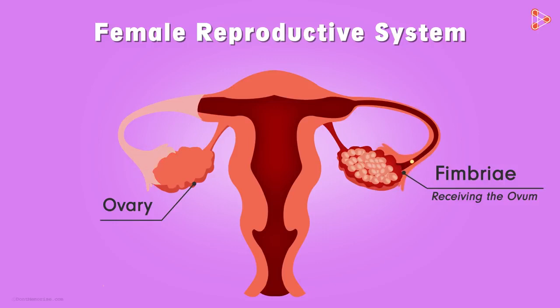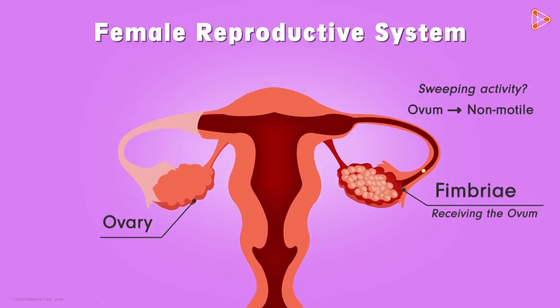But why does the ovum require the sweeping activity? Can't it travel on its own? No, it can't. Unlike the motile sperm, the ovum is non-motile. It cannot move until it is pushed or swept by some other cells.